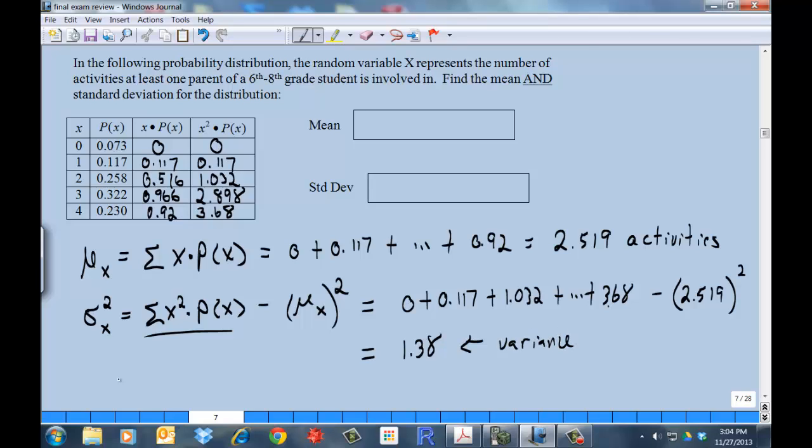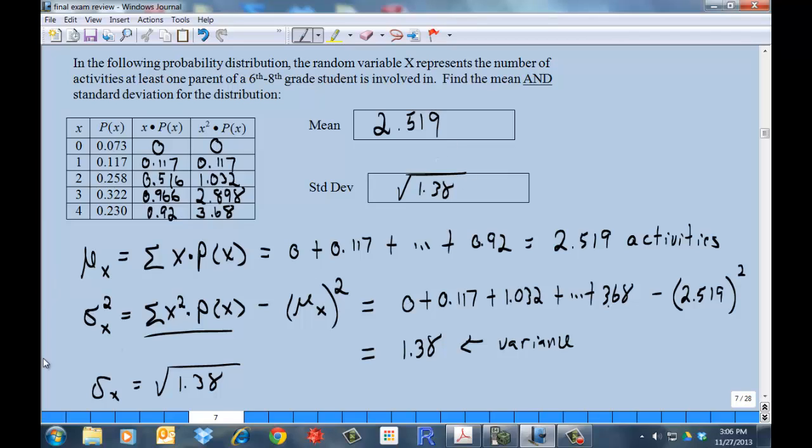And again, to get the standard deviation, we want to take the square root of the variance. So the standard deviation is just going to be the square root of 1.38. So the mean is 2.519, and the standard deviation is the square root of 1.38.